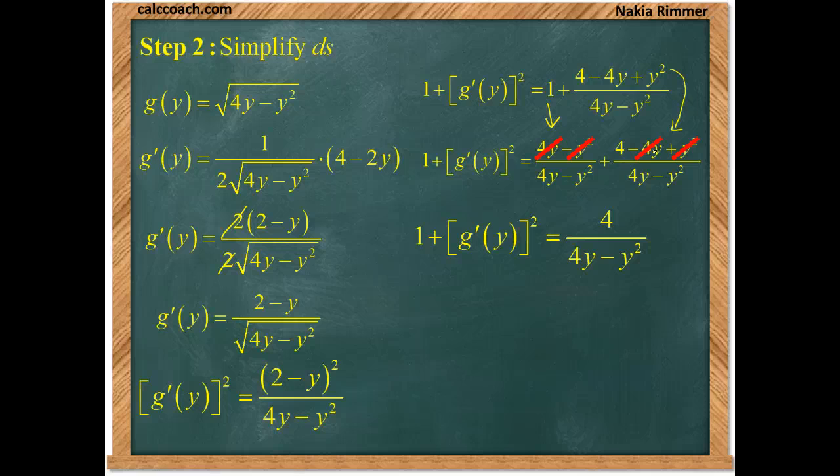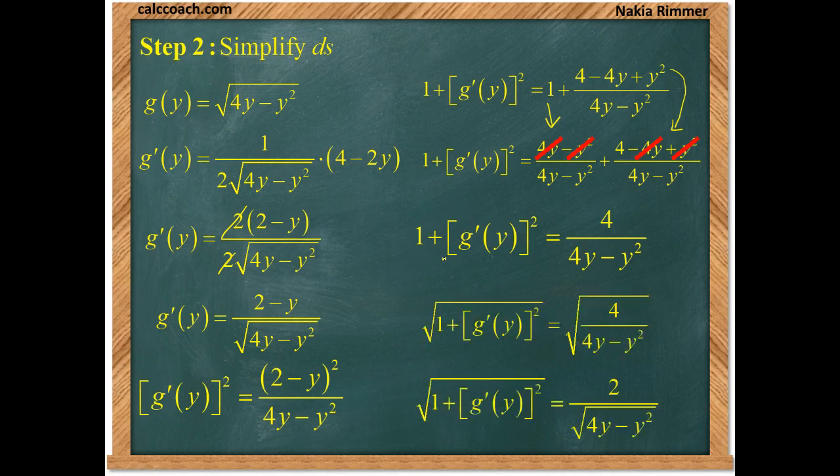Alright, great. Now we take the square root, which is the square root of the numerator over the square root of the denominator, and that leaves us with 2 over the root of 4y minus y squared. Alright, well, if that's the case, then what we need to do is now plug this back into the formula.